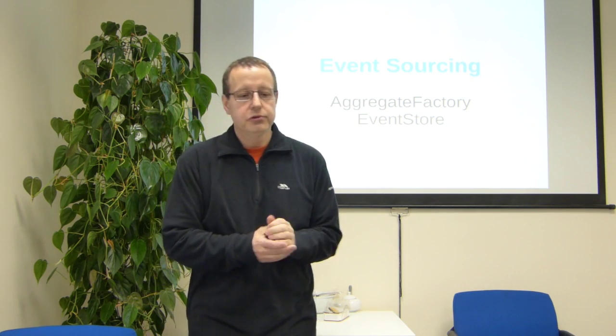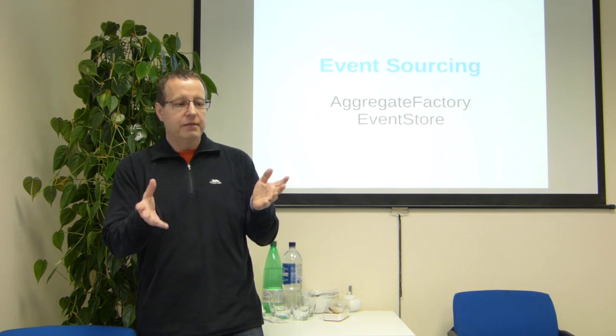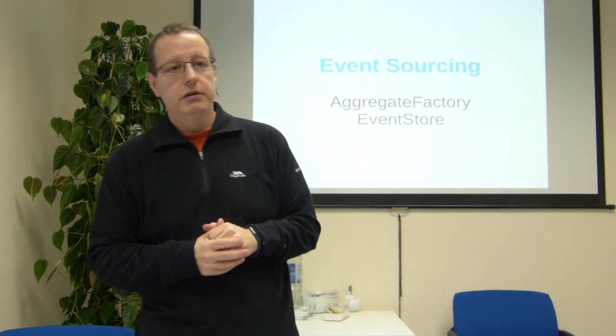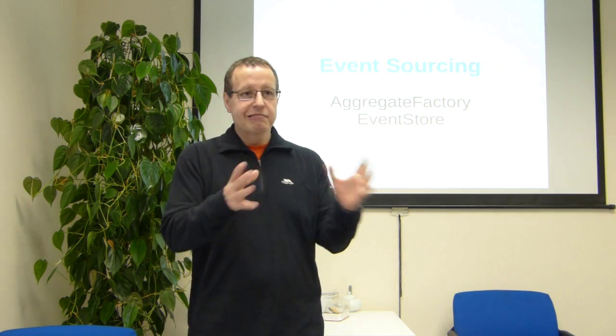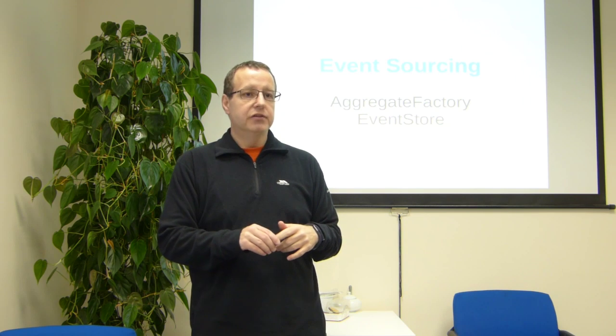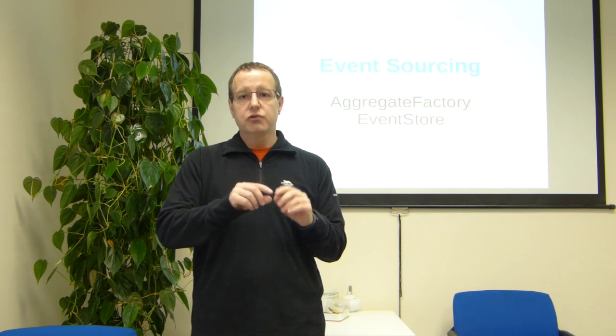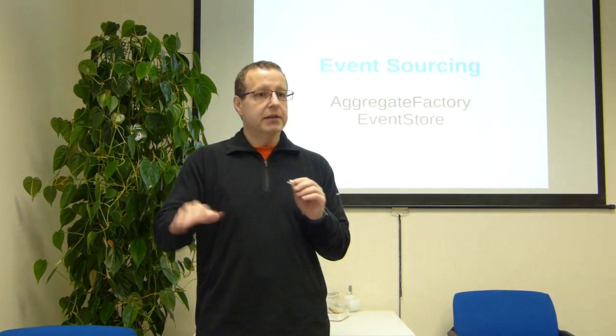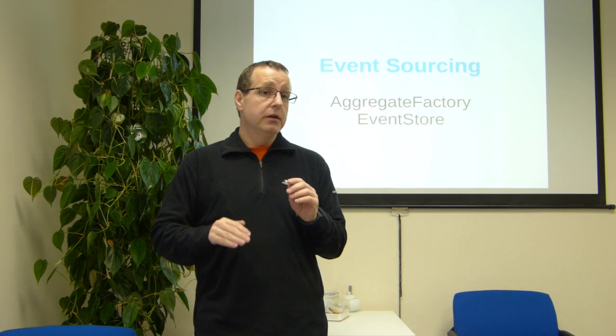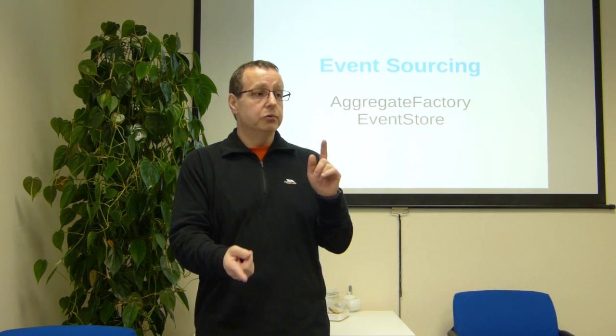And then how do you actually use it? So the event sourcing repository is made up of two different components: an aggregate factory and the event store itself. So the event store is just literally the place it puts the events, it just appends them, and then it needs to be able to read them in order.